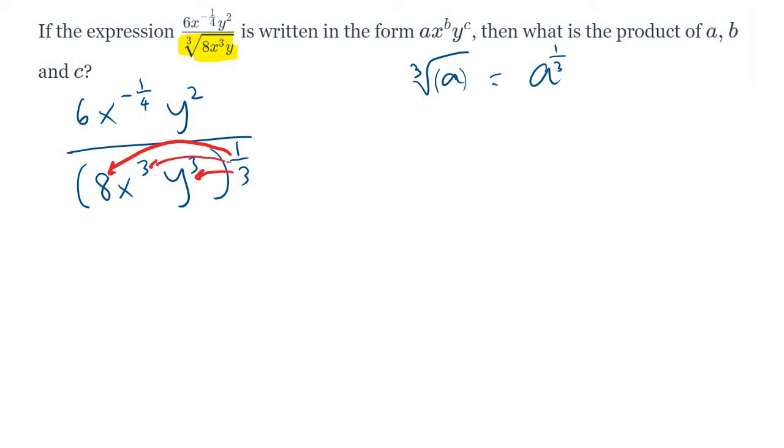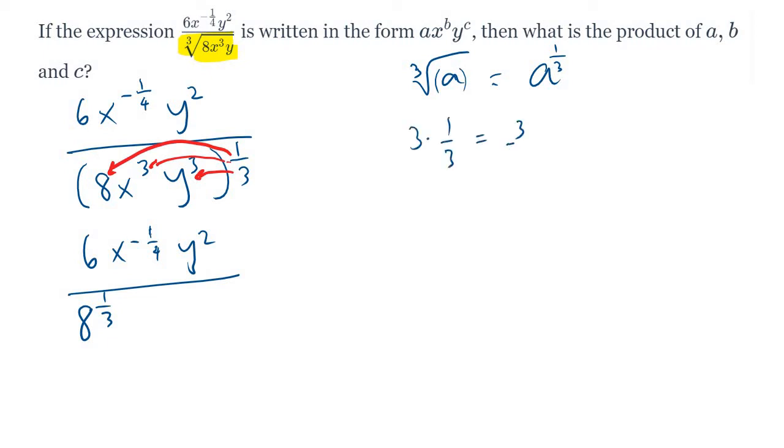All right, so let's keep the numerator the way it is, 6 y squared, and then it's going to be 8 to 1/3. And now we're going to do 3 times 1/3. 3 times 1/3 is just 3/3, which is 1. So it's going to be x to 1. And then the same thing for y to 1, because it's 3 times 1/3 as well.